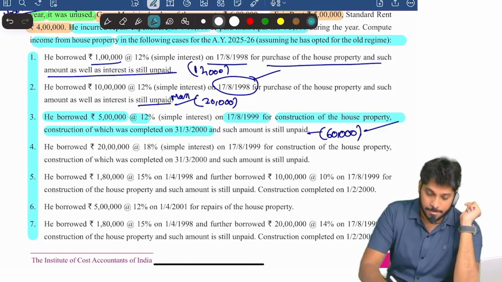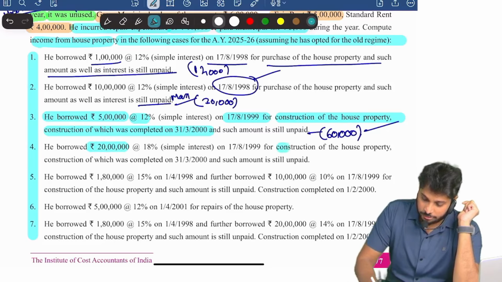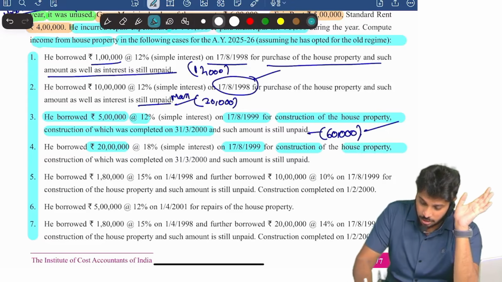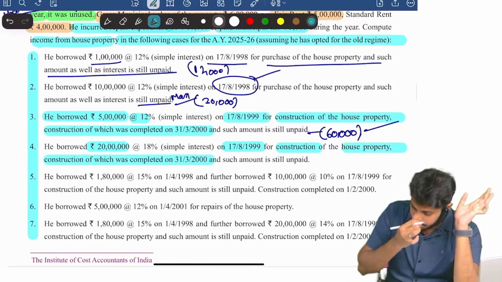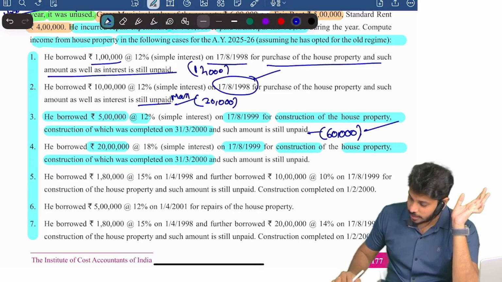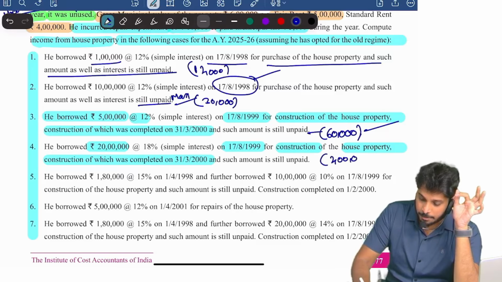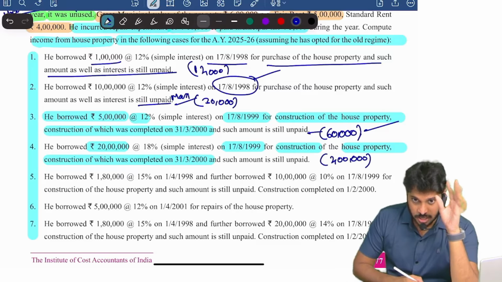Then he borrowed 20 lakhs for construction on or after 1/4/1999, and house property construction was completed on 31st March. 20 lakhs into 18%, total 3 lakh 60,000, but restricted to a maximum of 2 lakh. Because all the 3 conditions are satisfied, the maximum limit of 2 lakhs we can claim.